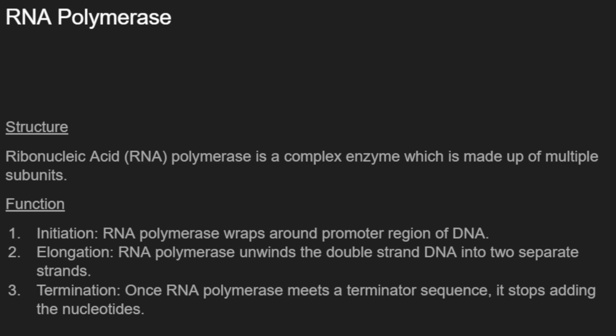Elongation commences when RNA polymerase unwinds double-stranded DNA into 2 single strands. These DNA strands are used as genetic templates for RNA synthesis. As the DNA template strand moves through the RNA polymerase, it builds an RNA strand that is complementary to the transcribed DNA strand. 3. Termination.